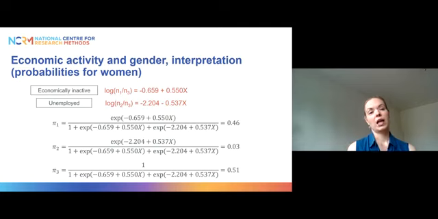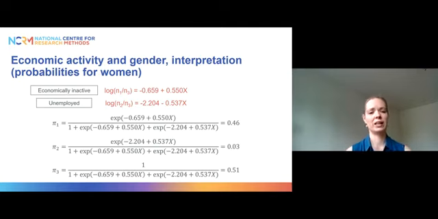I've shown here how you can calculate the probabilities for women, and I've plugged in the values from the table that I showed you earlier, the one that showed the results on the log-odds scale. And we would always use the log-odds scale here and then exponentiate that. So the first equation calculates the probability of being economically inactive if you're a woman. The second one calculates the probability of being unemployed if you're a woman. And the third one calculates the probability of being in employment if you're a woman.